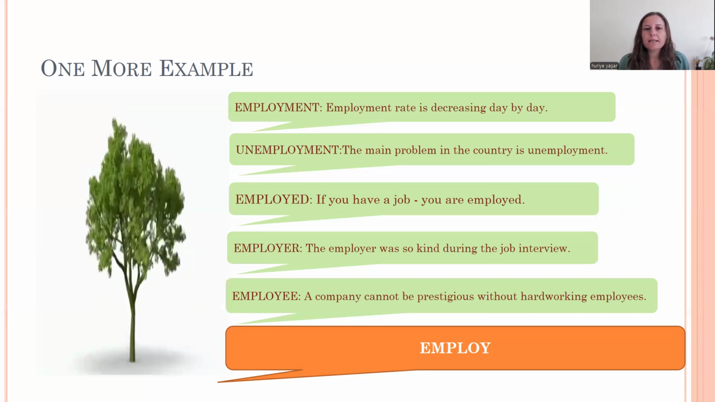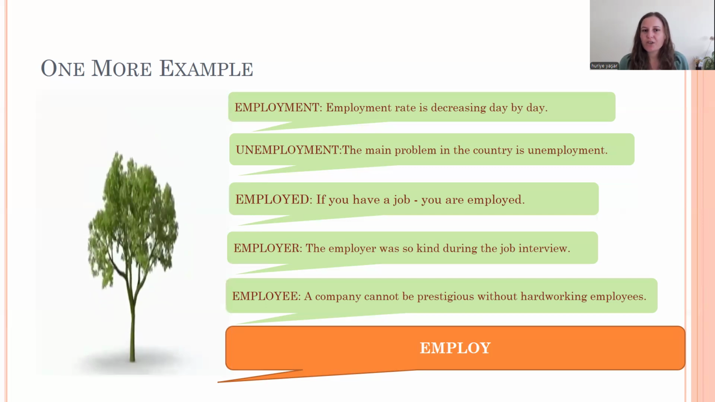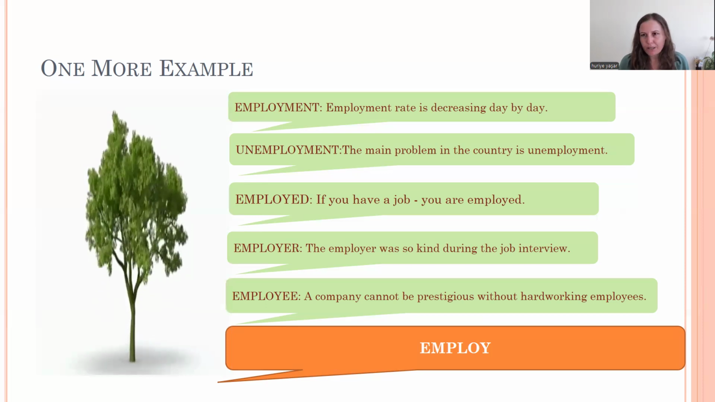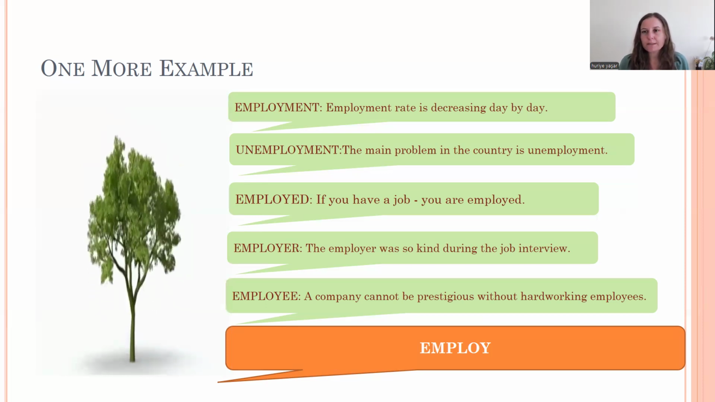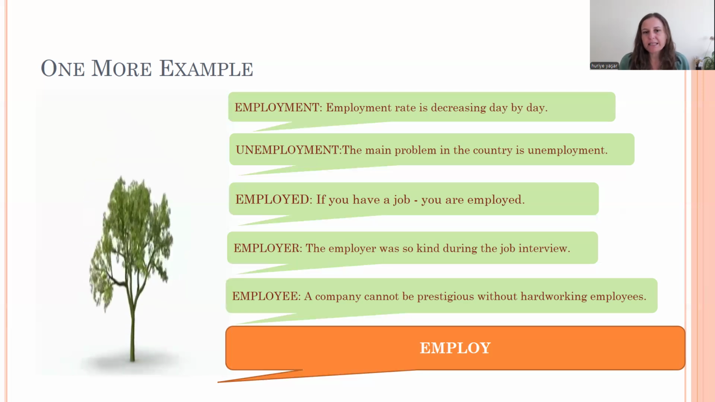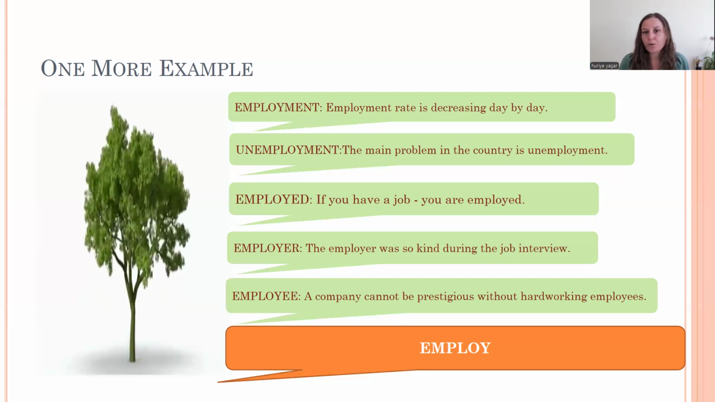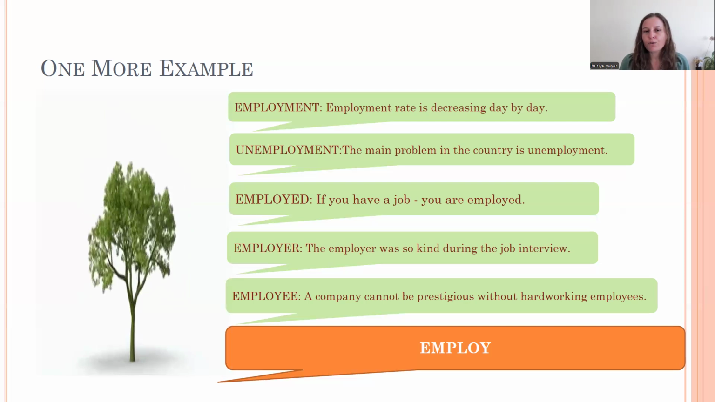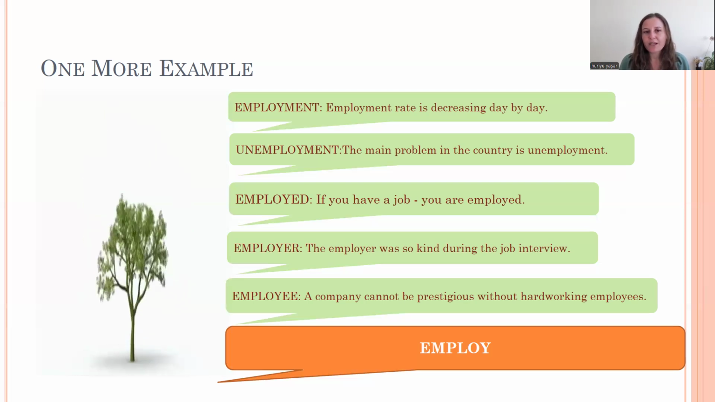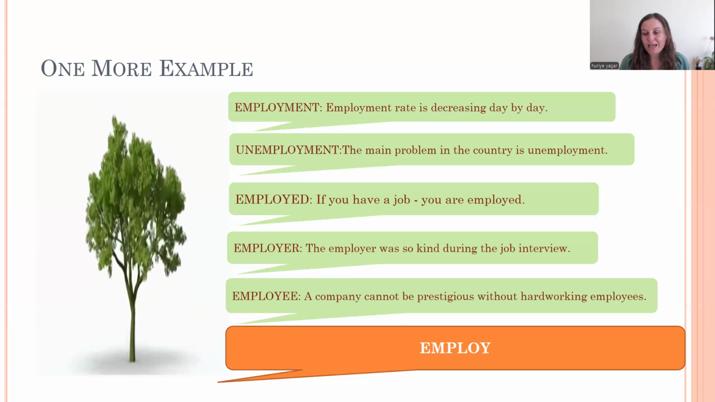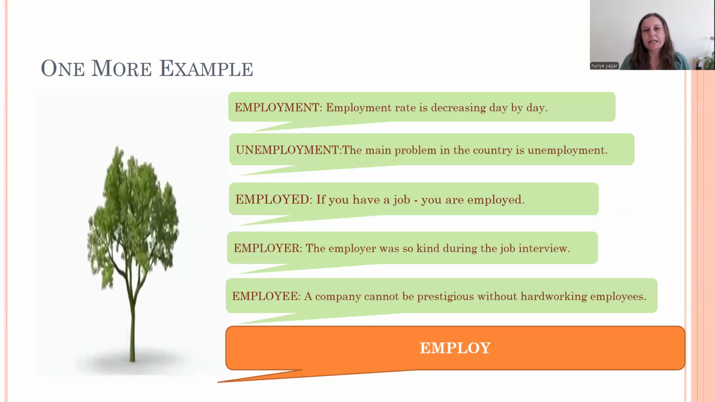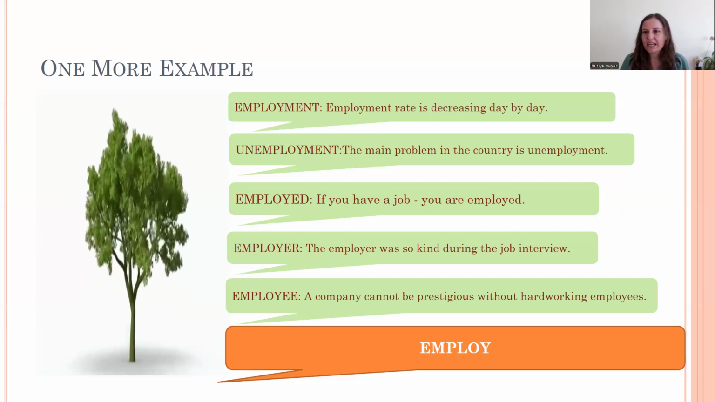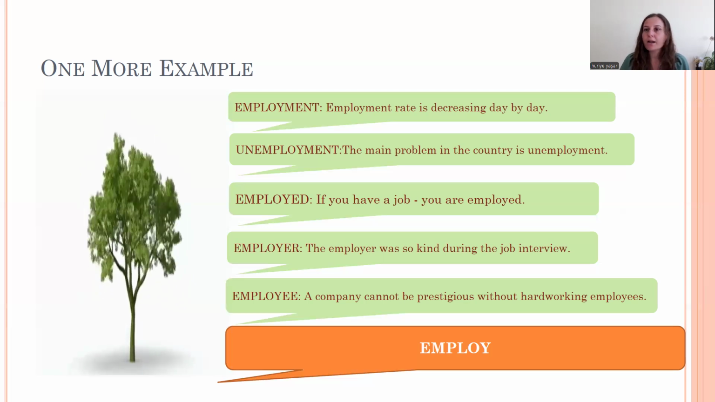Employer is a person who gives you a job. The employer was so kind during the job interview. Employee is a person who works somewhere. A company cannot be prestigious without hardworking employees. And again, employer and employee are the nouns. As you see, although employ is a verb, we created 5 different words based on employ with different forms, like employment is a noun, unemployment again is a noun, employed is an adjective, employer and employee are nouns again.